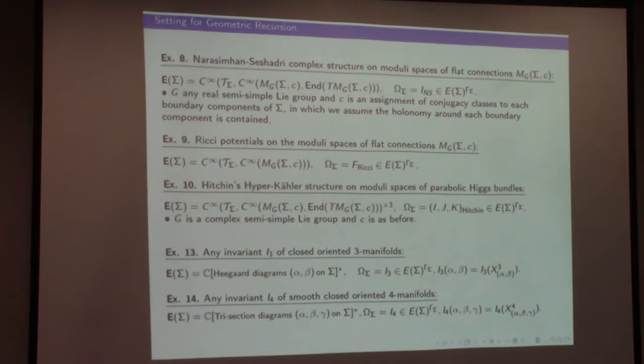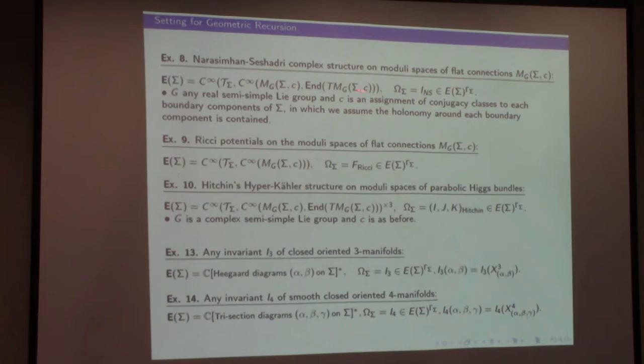Okay, let me show you an even more complicated example. Namely, if you consider the Narasimhan-Seshadri family of complex structures on the moduli space of flat connections, but now you have to, of course, fix conjugacy classes at all the boundary components. Because if you fix those conjugacy classes, this space here is really symplectic. And if you fix a point in Teichmüller space, then the Narasimhan-Seshadri theorem tells you that that induces a section of the endomorphism bundle of the tangent bundle of this moduli space, in such a way that it is an integrable complex structure. And so that whole family of complex structures, which we normally think about as parameterized by Teichmüller space, is really just an element in this vector space here.